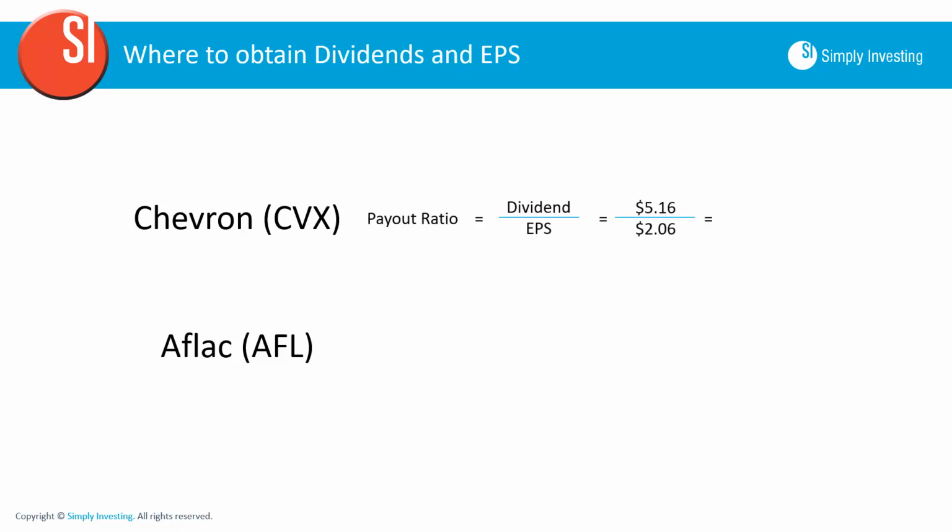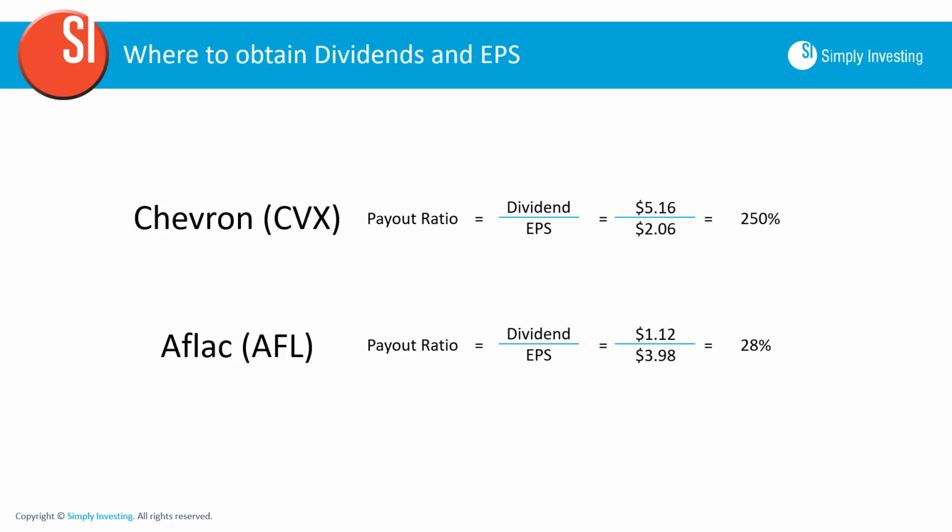Let's start with Chevron. You can see that I've put in the dividend information at $5.16. Earnings per share is $2.06. The payout ratio is 250%. Let's put in the numbers for Aflac, and we can see that the payout ratio is 28%. Now remember, these numbers are valid as of this recording. When you watch this video, the dividend and EPS numbers will change.